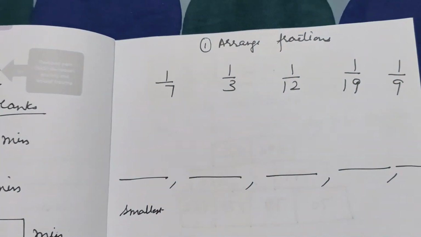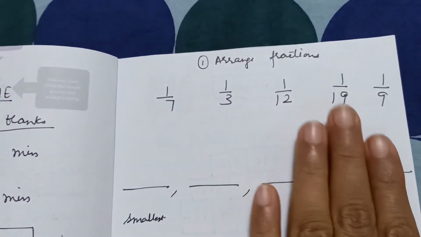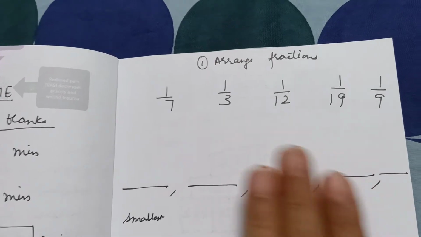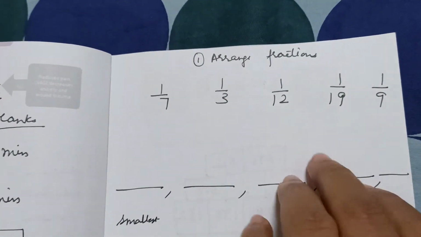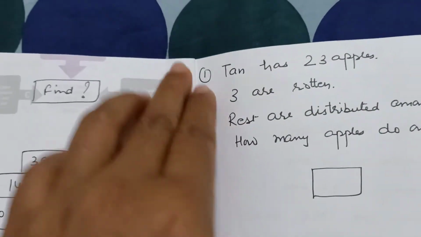So she will visualize the pizza and dividing it into 3 parts, and on that basis only I want her to arrange which is the smallest part, which is the biggest part, and then figure out how she would like to arrange it. So that is the concept here.